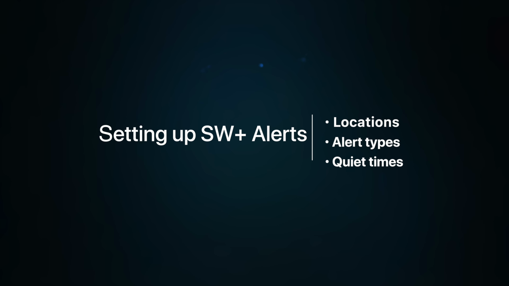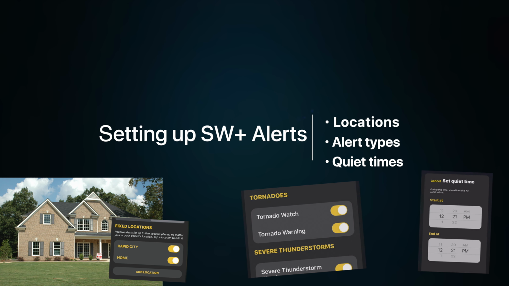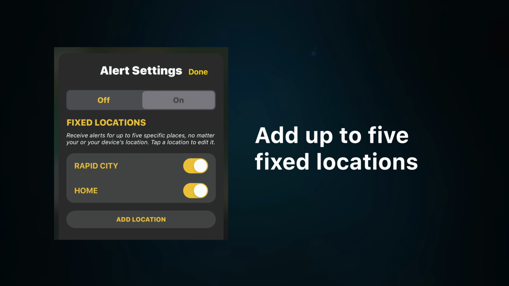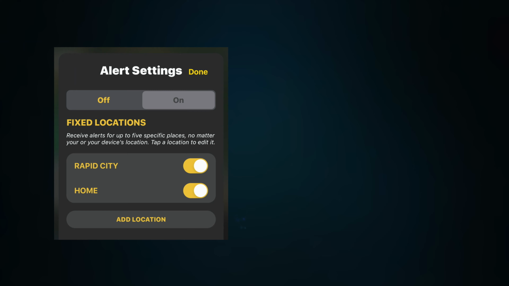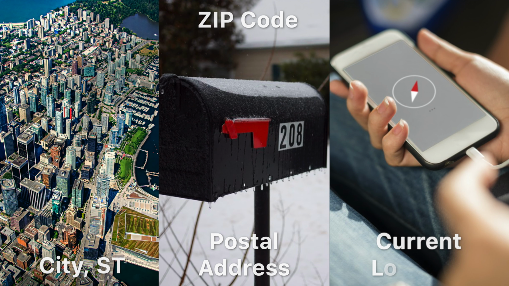Today I'm going to walk you through how to set up StormWatch Plus severe weather alerts, or just SW Plus alerts. In order to receive alerts, you must configure the locations you want to be alerted for and optionally the types of alerts and when you want to receive them. SW Plus alerts allows you to enter up to 5 fixed locations to receive alerts for and will even assist you in setting up your first location when you initially purchase the alert service. You can use city, state, zip code, postal address, or allow your device to use your current GPS location.